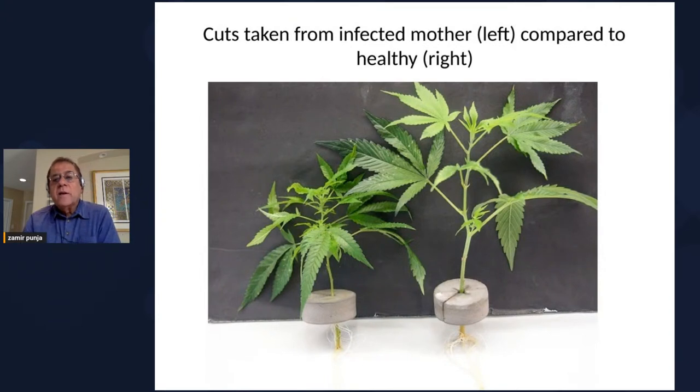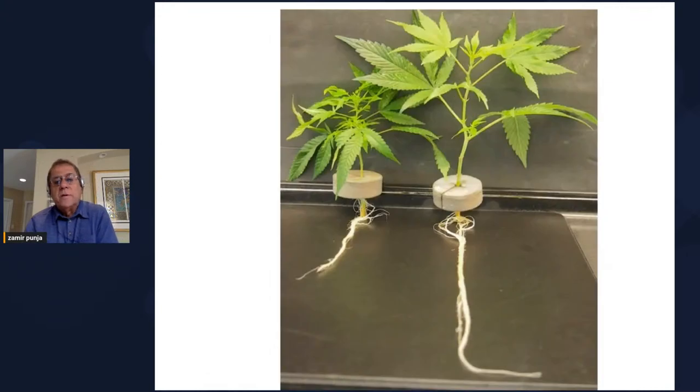So now if you were to take clones from a plant that was infected compared to one that was healthy, you can see right away that the performance of that infected plant on the left here, the clone, is much reduced. And you're seeing very similar symptoms of stunting, reduced leaf growth, and so on. So right away, if you have a healthy plant to compare with, you'll see that these clones are not doing well. And when you look at the roots, of course, you can see the root system is much more reduced in its size compared to the healthy.